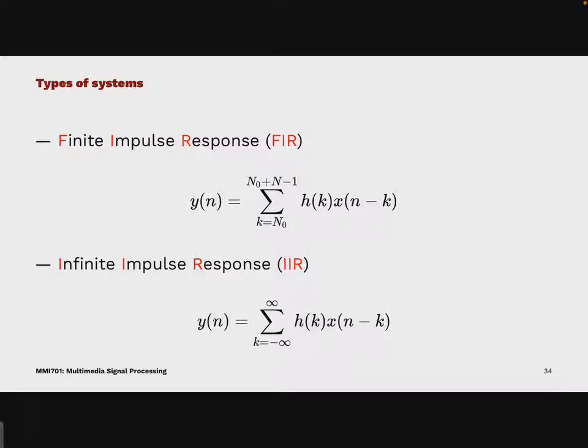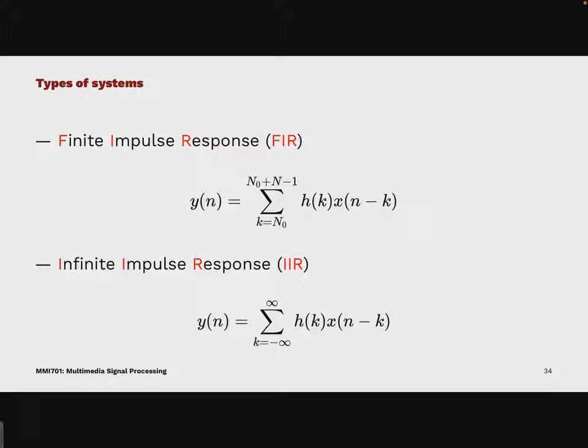We can think about two different types of systems. The first type is finite impulse response systems, and the second type is infinite impulse response systems. Finite impulse response is abbreviated as FIR, and infinite impulse response is abbreviated as IIR. A finite impulse response system, as the name suggests, has an impulse response which has a finite support.